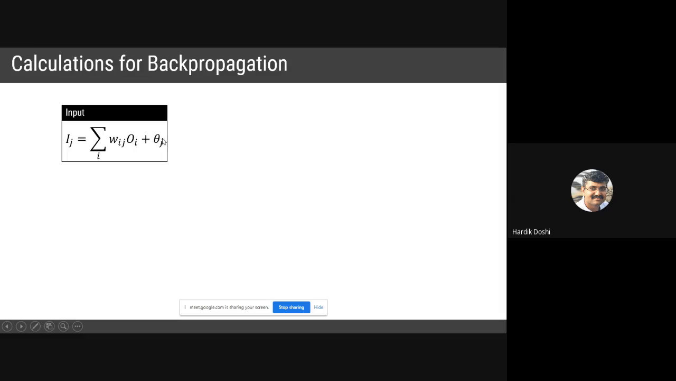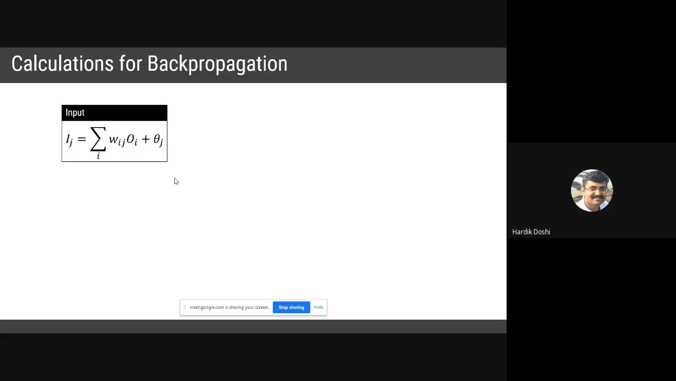Then what is theta j? Theta j is termed as bias values. These bias values are always provided. When you start implementing a neural network, the bias values are given to you, and based on which you are supposed to calculate the input Ij.